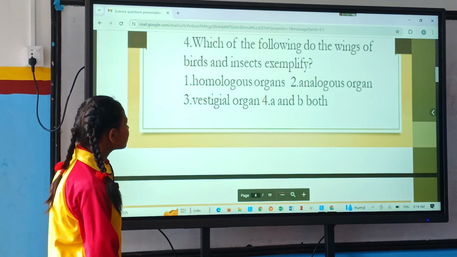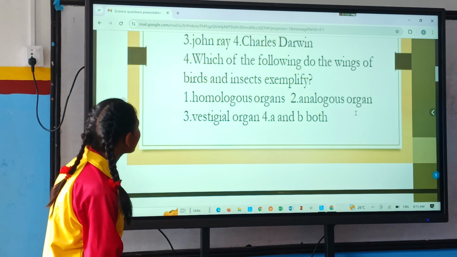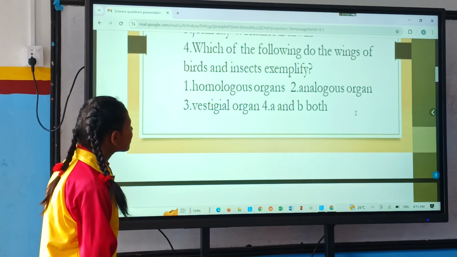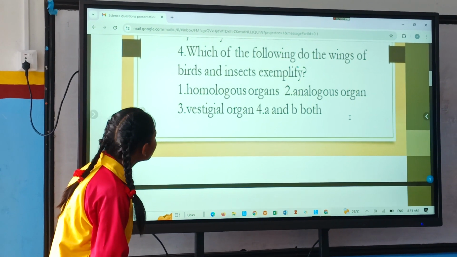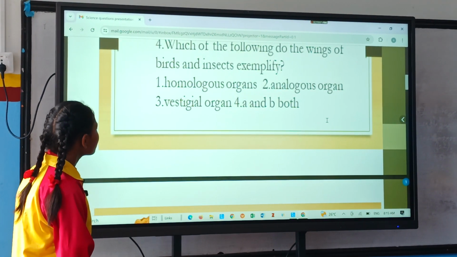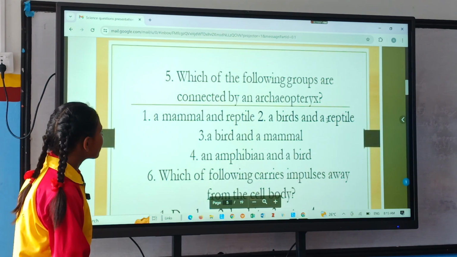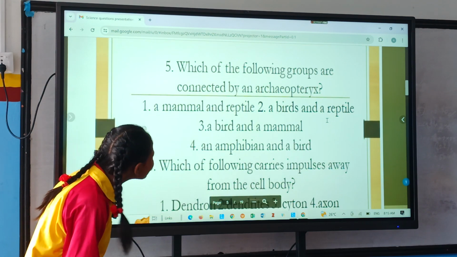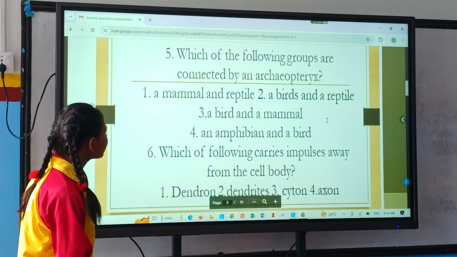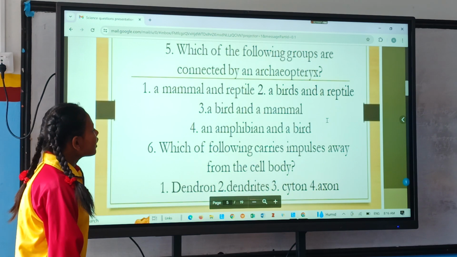Which of the following do the wings of birds and insects exemplify? Homologous organs, analogous organs, vestigial organs, and A and B both. Which of the following groups are connected by Archaeopteryx? A mammal and reptile, a bird and a reptile, a bird and a mammal, an amphibian and a bird.